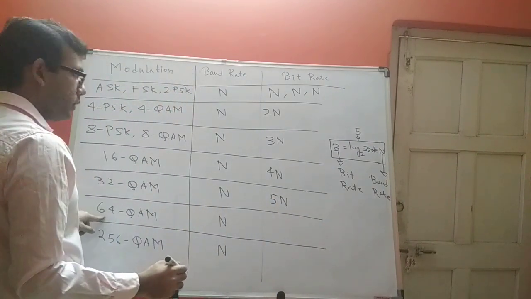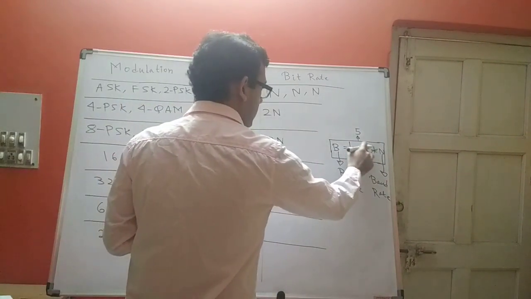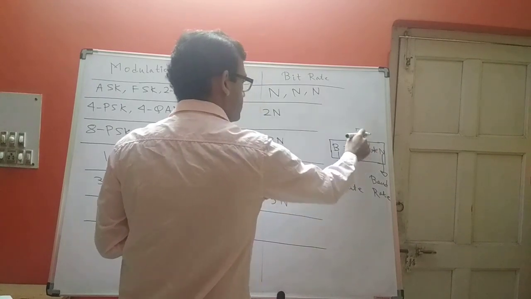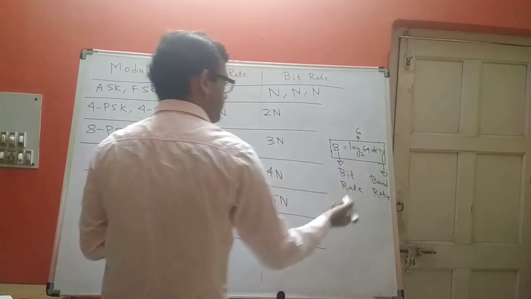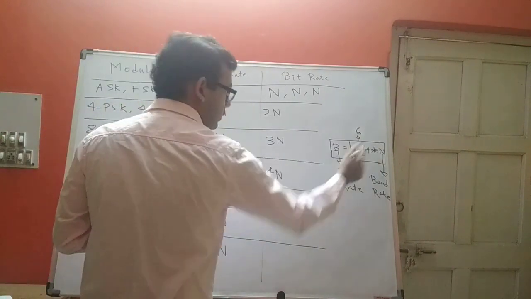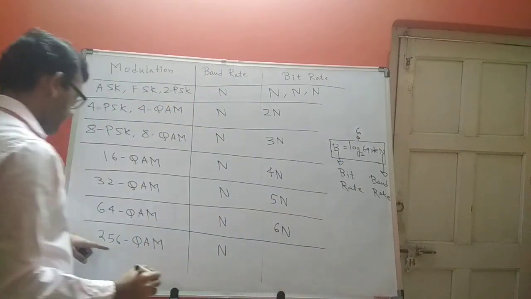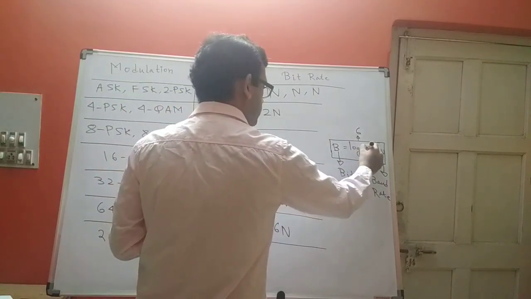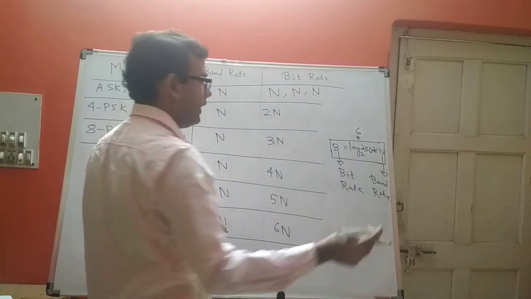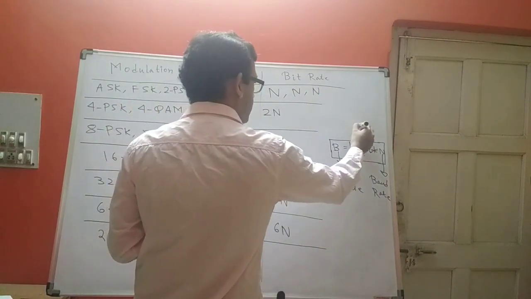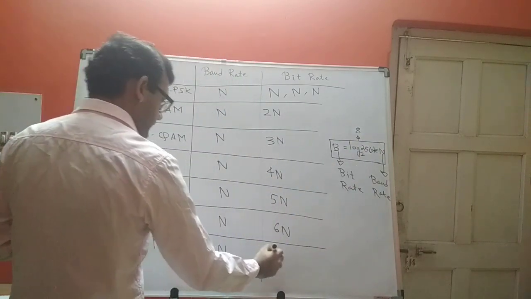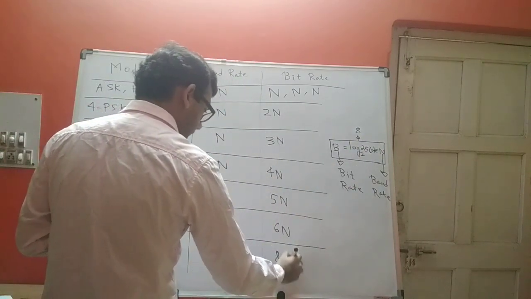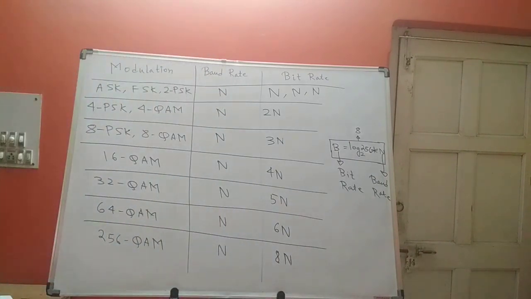Similarly, you place 64 here in place of small n, and you get this value as 6. So the answer will be 6 into n, 6n. Similarly, for 256, what is 256? 2 to the power of 8. So here you get the value as 8, and the answer is 8n. So I hope this is understood now, the relationship between the order of modulation, bit rate and baud rate. I'll take up another sum.